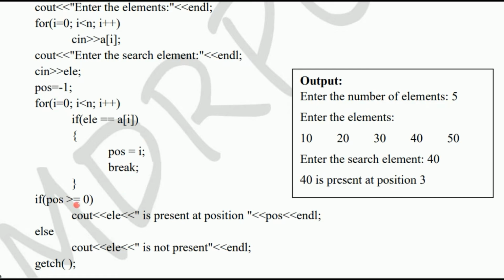Is position greater than or equal to 0? Yes, because position is 3. So then it prints that element 40 is present at position 3. Okay, this is the method.